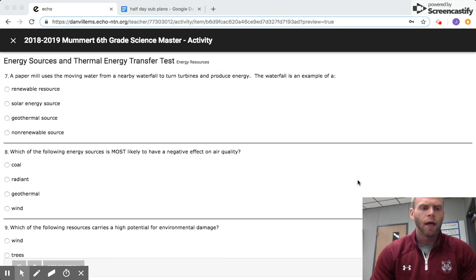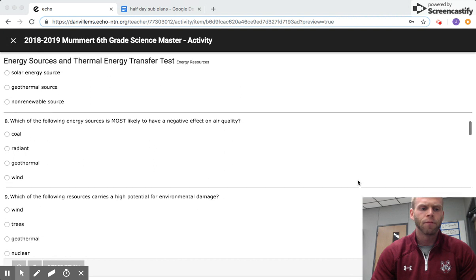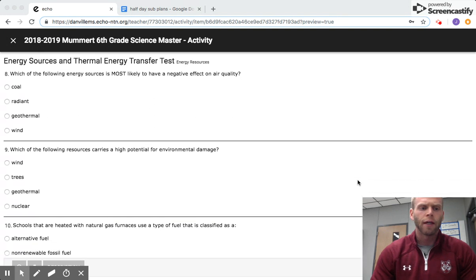Question 7. A paper mill uses the moving water from a nearby waterfall to turn turbines and produce energy. The waterfall is an example of a renewable resource, solar energy, geothermal energy, non-renewable energy. Question 8. Which of the following energy sources is most likely to have a negative effect on air quality? Coal, radiant, geothermal, wind.